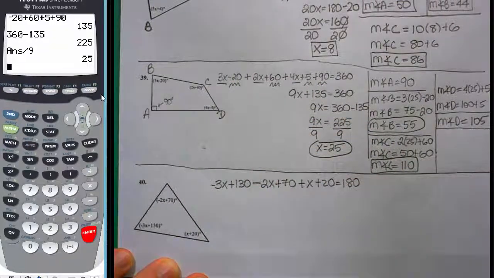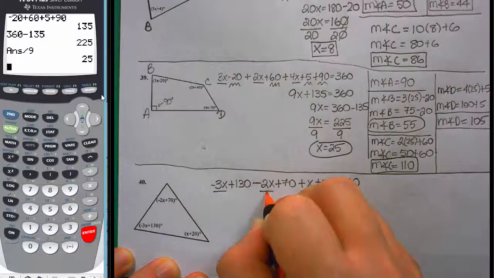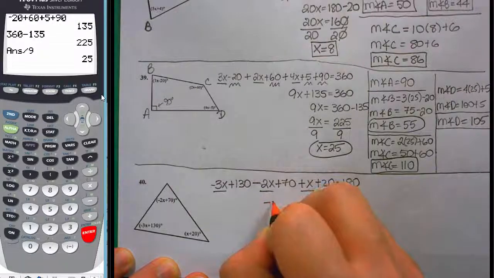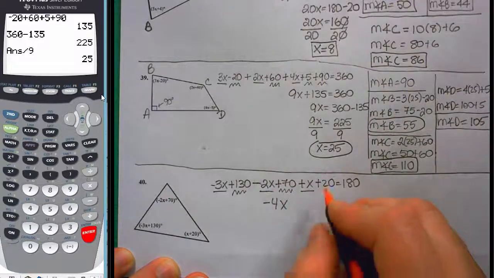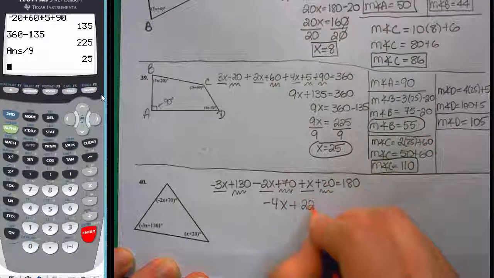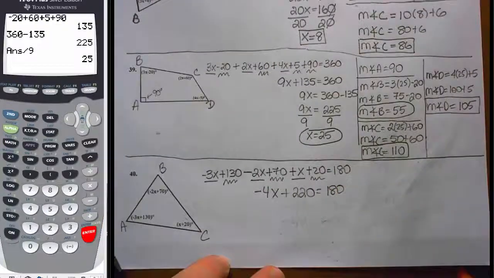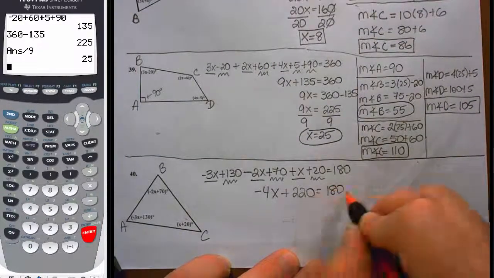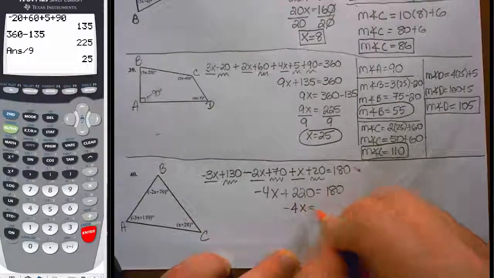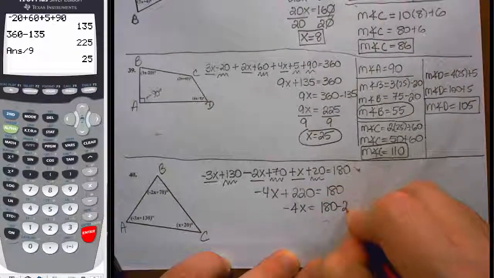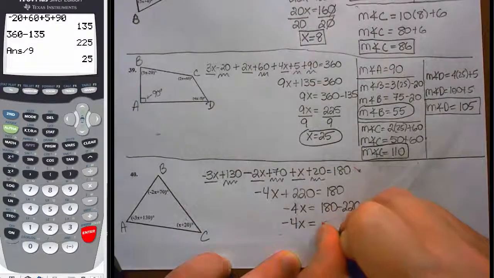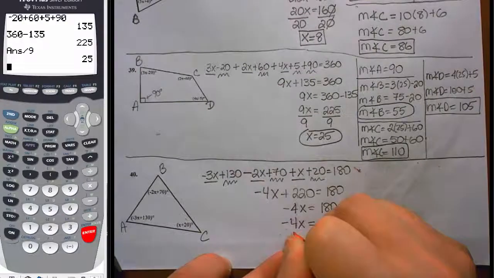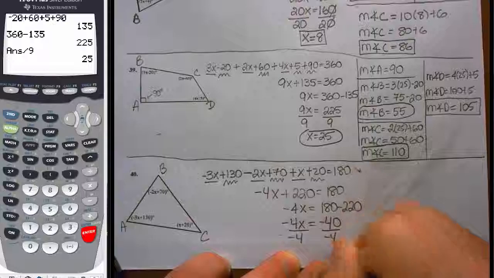Alright, so this would be negative 3x minus 2x is negative 5x, plus x will be negative 4x. Then I have 130 plus 70, which is 200, plus 20 is 220. So now we're going to move the 220 to the other side, so bring down the negative 4x. This would be 180 minus 220. So negative 220 plus 180 is negative 40. We're going to divide both sides by negative 4.